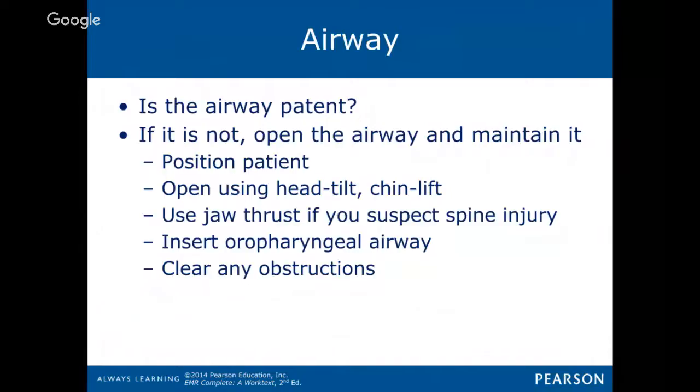So airway. Whenever we assess an airway, is the airway patent? Does everybody know what patent means?